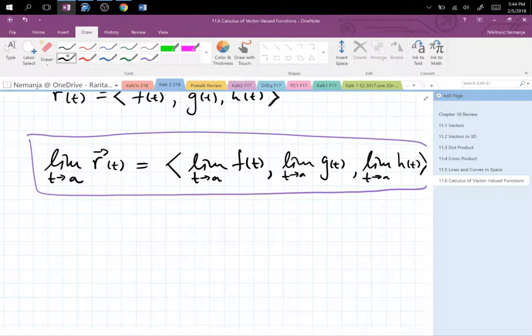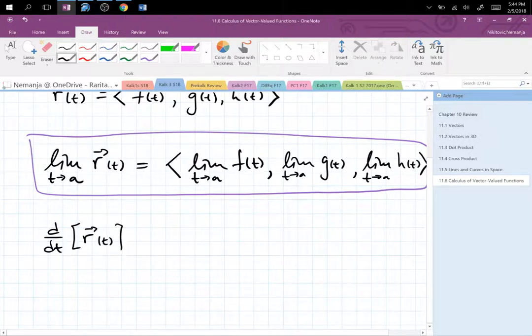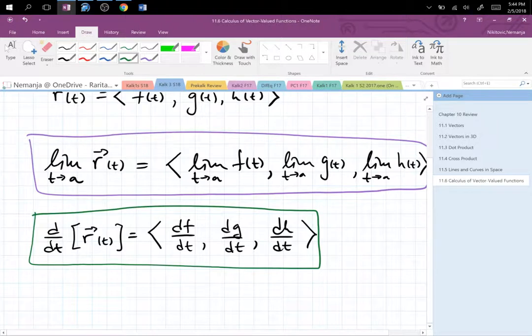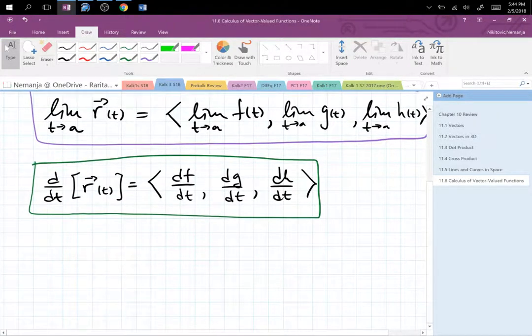At the same time, the derivative with respect to t of your vector r of t is the derivative of f dt, derivative of g dt, derivative of h dt. You can call this a formula? Sure, you can call it a formula. There you go. It's a formula if you put a box around it, right?